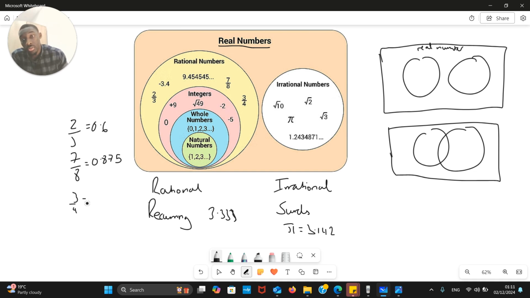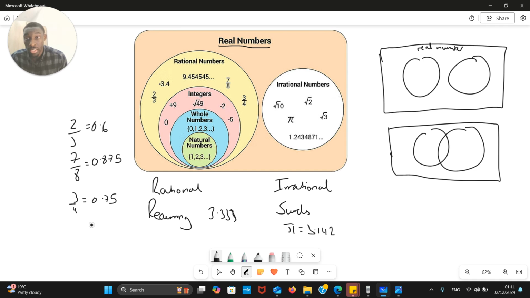3/4 is equal to 0.75. So you see, these numbers are easy for us to know and understand, which is why they're rational. But as we know, irrational numbers are the opposite. So now integers are a set of numbers that are different to rational numbers.